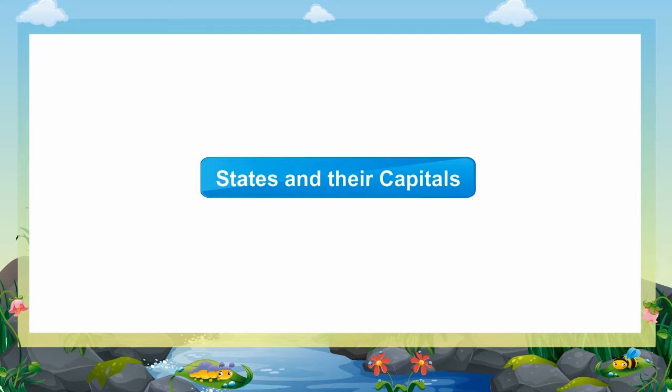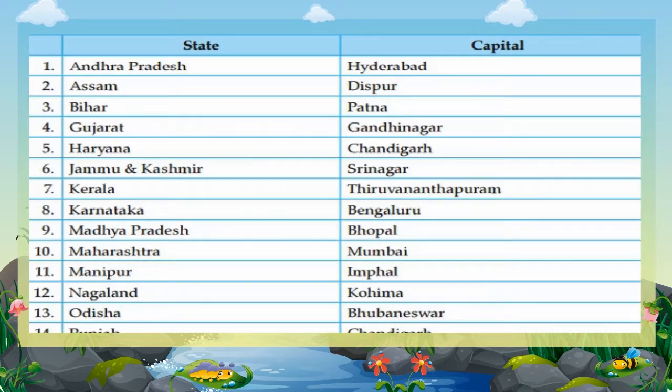States and their capitals. State, capital. 1. Andhra Pradesh, Hyderabad. 2. Assam, Dispur. 3. Bihar, Patna. 4. Gujarat, Gandhinagar. 5. Haryana, Chandigarh. 6. Jammu and Kashmir, Srinagar. 7. Kerala, Thiruvananthapuram. 8. Karnataka, Bengaluru. 9. Madhya Pradesh, Bhopal. 10. Maharashtra, Mumbai. 11. Manipur, Imphal. 12. Nagaland, Kohima. 13. Odisha, Bhubaneswar.